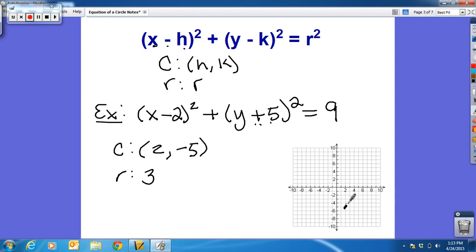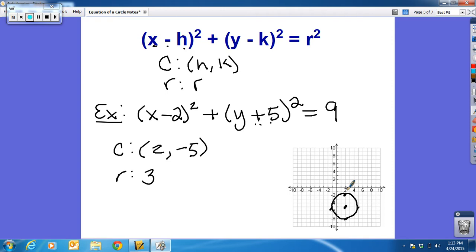My center is 2, negative 5. I draw the dot there, and my radius is 3, so I'm going to pick the point 3 above it, 3 below, 3 to the right, and 3 to the left. Is that 3? 1, 2, 3 here. Oh boy. There we go. And then just do your best to connect those points. It's a whole lot easier on paper instead of on the computer. So that's how you would find the center and the radius of a circle that is not in what we call the perfect standard form.